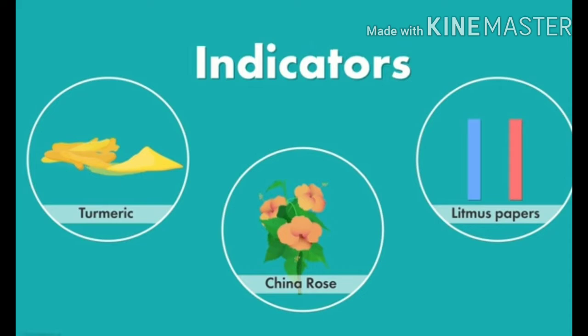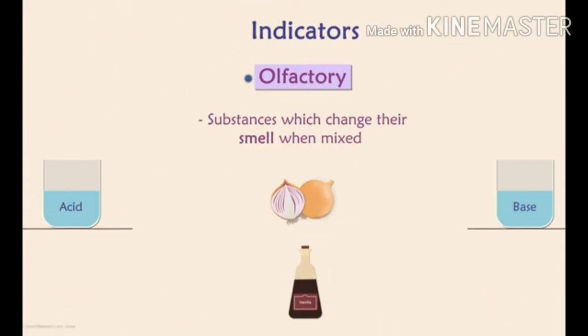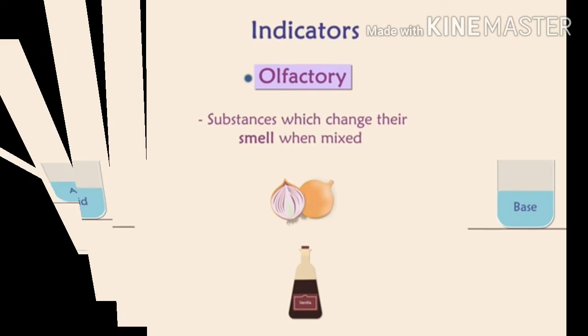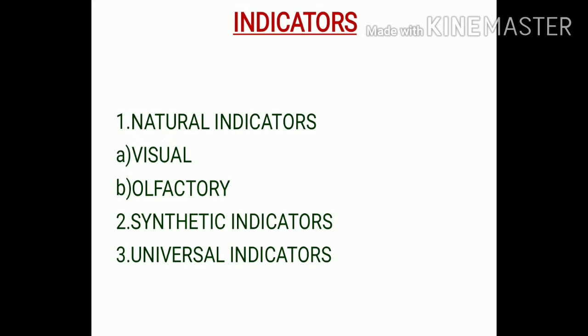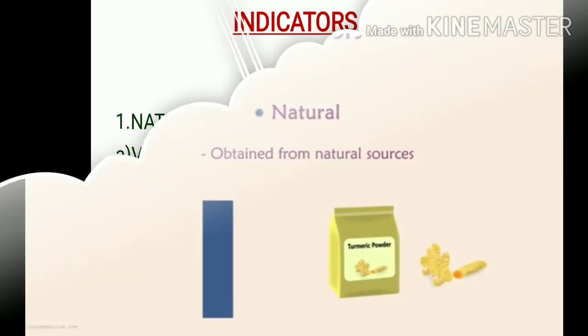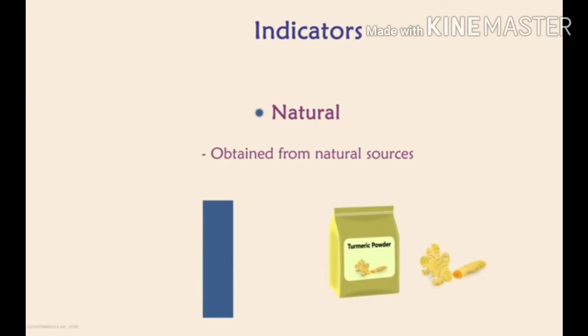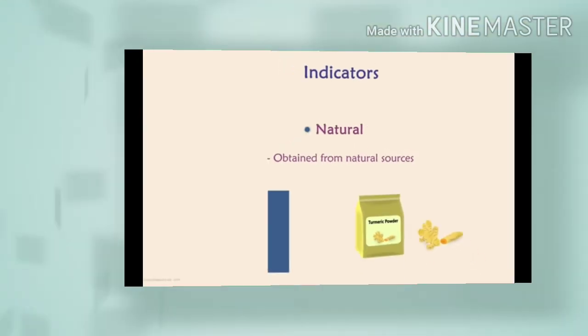Apart from these three, there are certain other natural indicators which help in identifying acids and bases, not by change in color but by change in their smell. So we can categorize indicators this way: natural indicators, synthetic indicators, and universal indicator. Natural indicators are obtained from natural sources, basically plants.